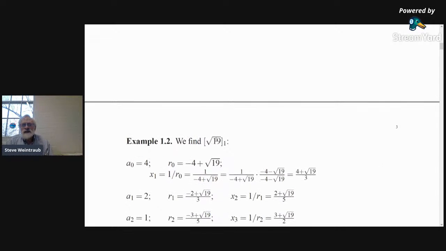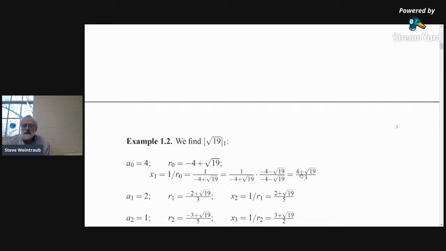We look at the greatest integer in the square root of 19, which is 4. The remainder is going to be the square root of 19 minus 4, or minus 4 plus the square root of 19. x1 is 1 over r0. It's the reciprocal of this. And then we rationalize the denominator. We have 1 over minus 4 plus the square root of 19. We multiply by minus 4 minus the square root of 19 over itself. And a little manipulation shows that this answer is 4 plus the square root of 19 over 3.